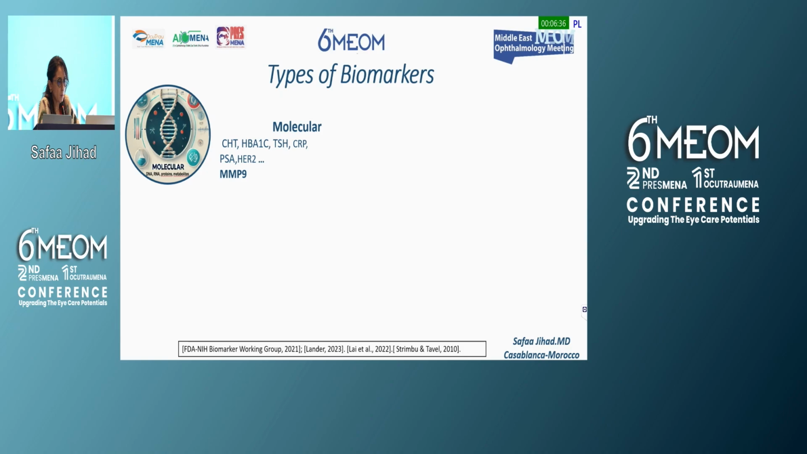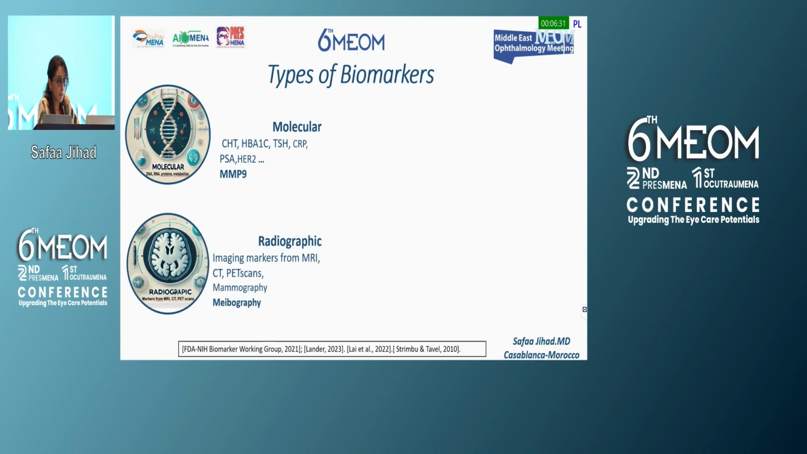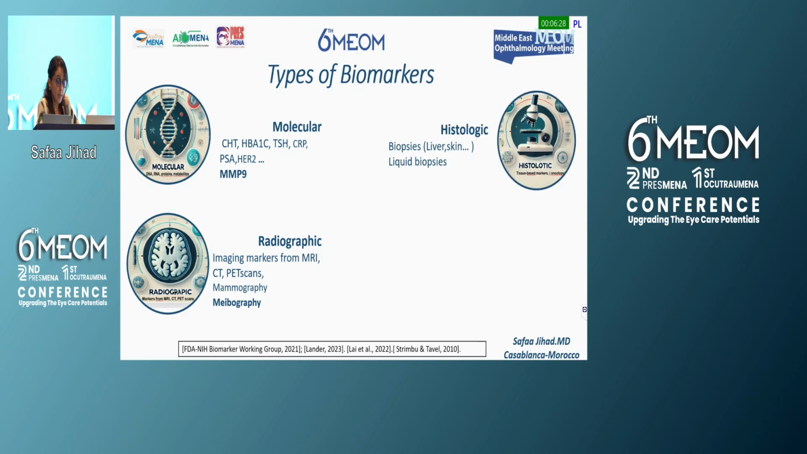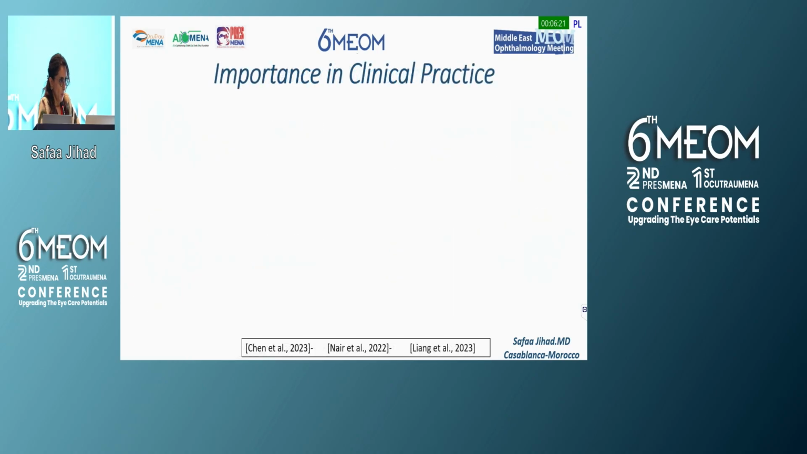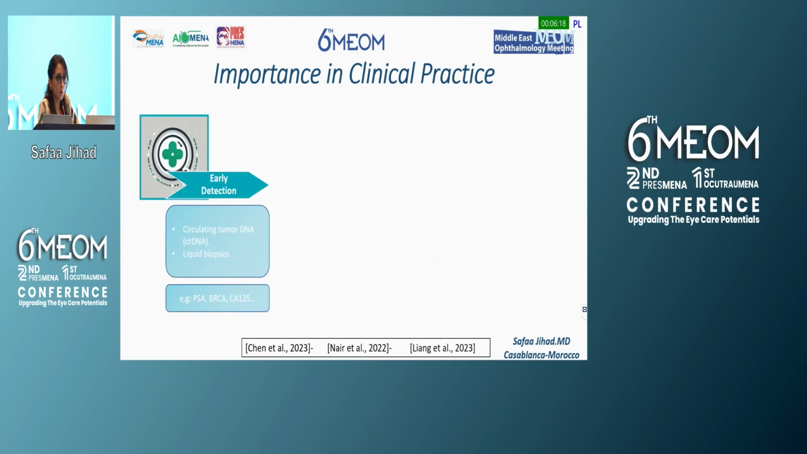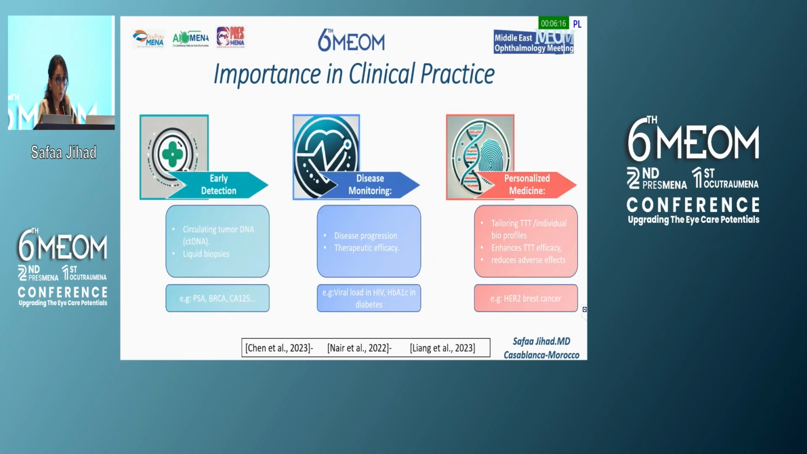There are many types of biomarkers: molecular ones like cholesterol, PSA, or in the eye MMP9; radiographic ones like all images and in the eye mammography; histological ones like biopsies; and physiological ones like blood pressure or in the eye tear film osmolarity. Whatever the type, they can be used in all stages of our clinical practice, from early detection to disease monitoring, and they can help us deliver a tailored treatment based on the unique individual bioprofile, so we can enhance treatment efficacy and reduce adverse effects. And that's what we call today personalized medicine.